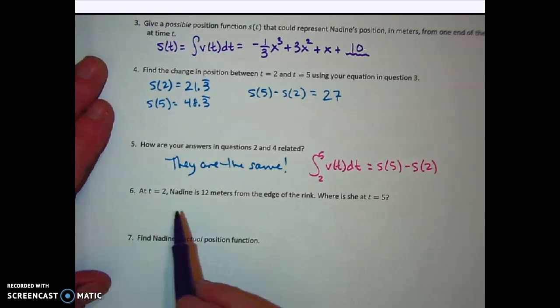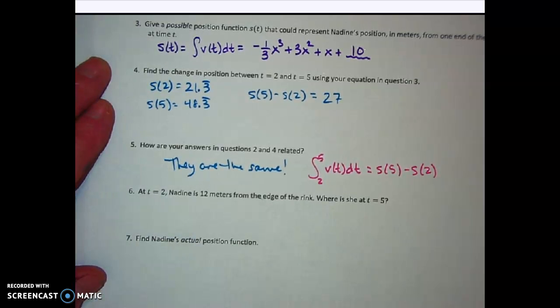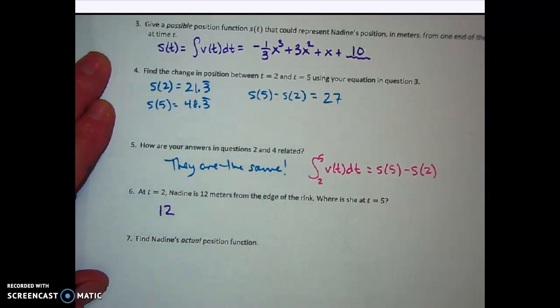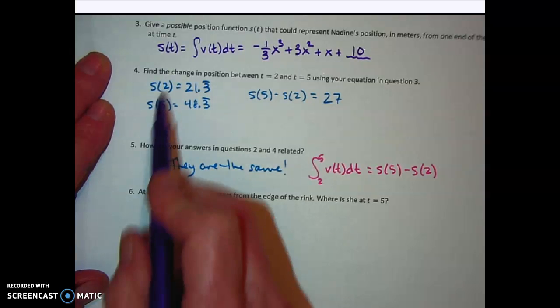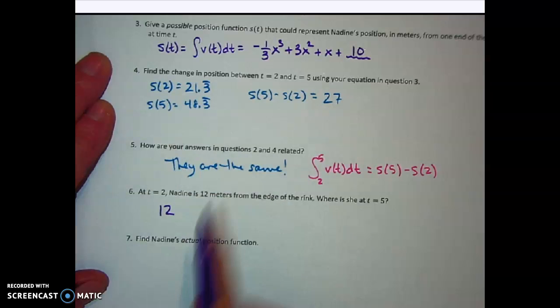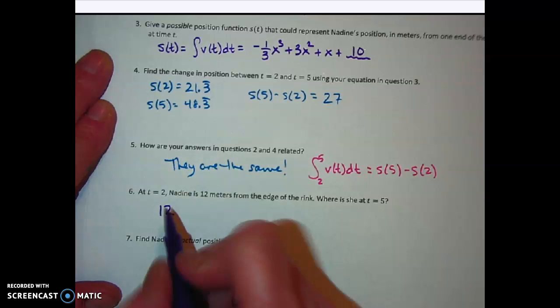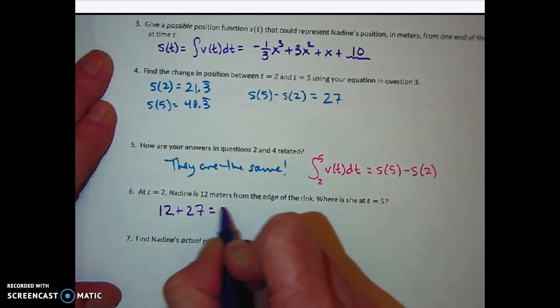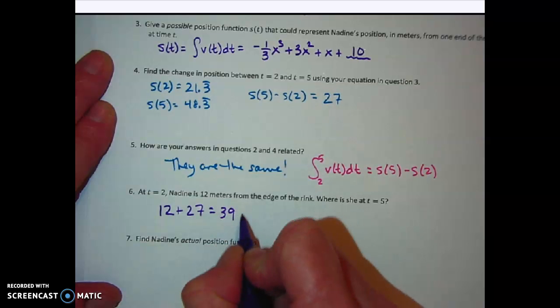At t equals 2, Nadine is 12 meters from the edge of the rink. Where is she at t equals 5? Well, at t equals 2, she's 12 meters from the edge of the rink. And I just found out up here that from the second to the 5th second, she traveled 27 meters. So I can just add that 27 meters on, and I know that she went 39 meters from the edge.